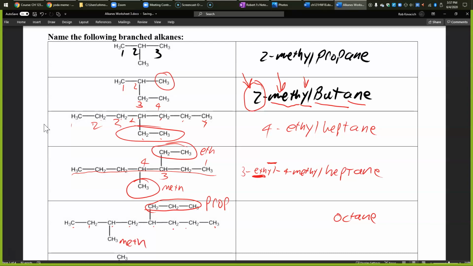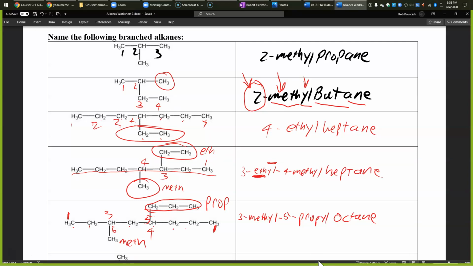Which side do you want to count from? The right. The left. How do you know? Which one gives you smaller numbers? If I call this one number 1 here, then it's a 3 and a 5. If I start at this end as number 1, then I get a 4 and a 6. So I don't count from the right side, I count from the left. So meth comes before prop, M comes before P. So then this is going to be a 3-methyl, 5-propyl octane.